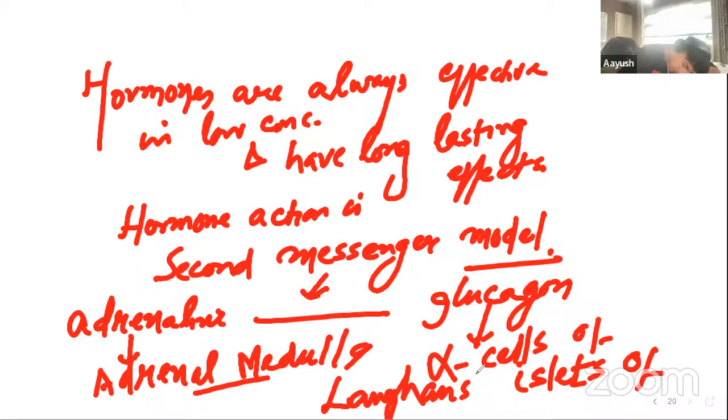Did you get it? Now, how does this adrenaline work? Suppose this is the cell. This is the receptor for adrenaline on the surface of the cell. This adrenaline binds with, this is called the receptor.